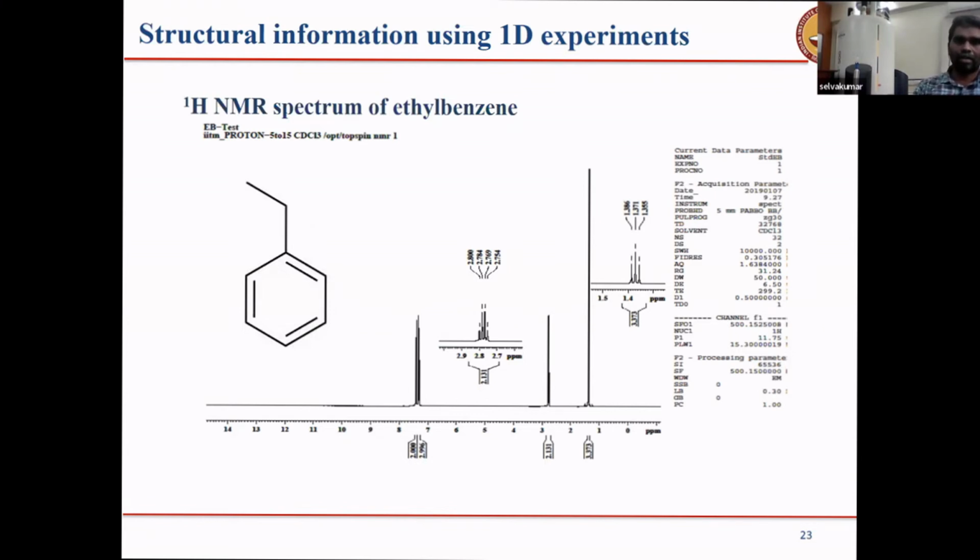The splitting pattern will give the adjacent carbon information. This is the ethylbenzene proton NMR spectrum. This integral value will give the number of hydrogens present in our compound.